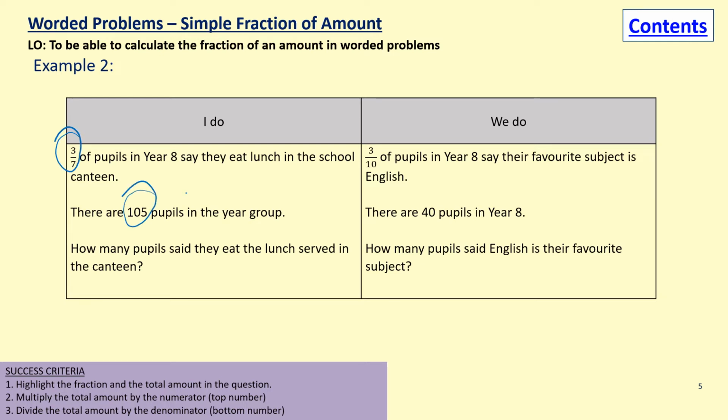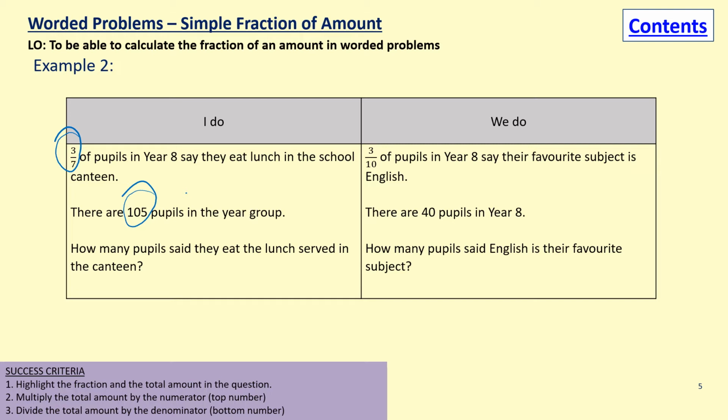Multiply the total amount by the numerator. Divide the total, what you got, by the denominator. Like we said in the previous lessons, those can be swapped. Like I've done in the previous examples, first I divided and then I multiplied. But in this question, just to show you that we can do it either way, I'm going to do just as it is in success criteria.